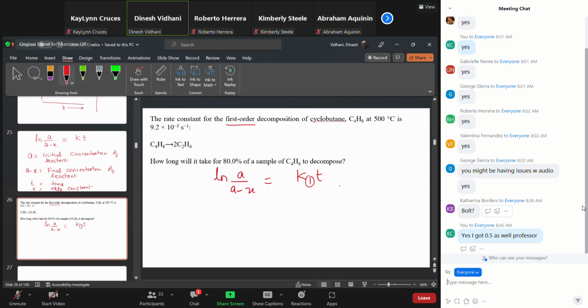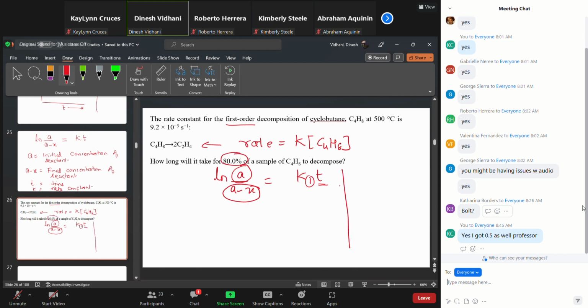Now, can you find me what A is from this data? And this is your reaction. Okay, let's see that one. Now, A is supposed to be the initial concentration. A minus x is supposed to be the concentration which is left in your reaction at time t. So first of all, let's see what is given to us.